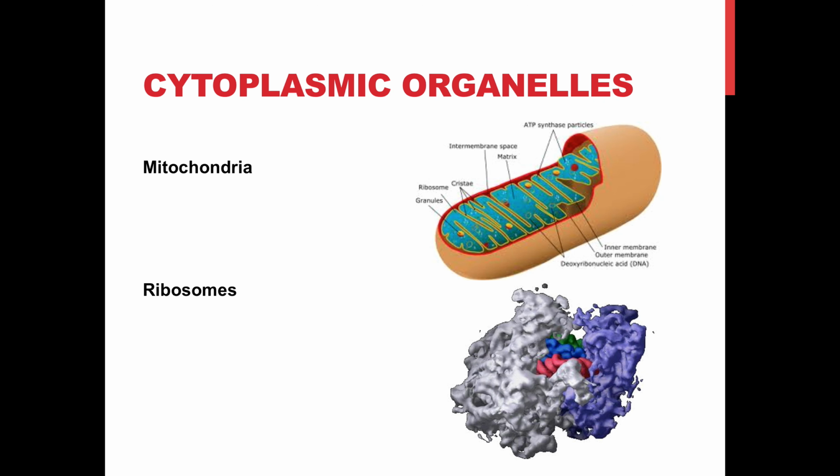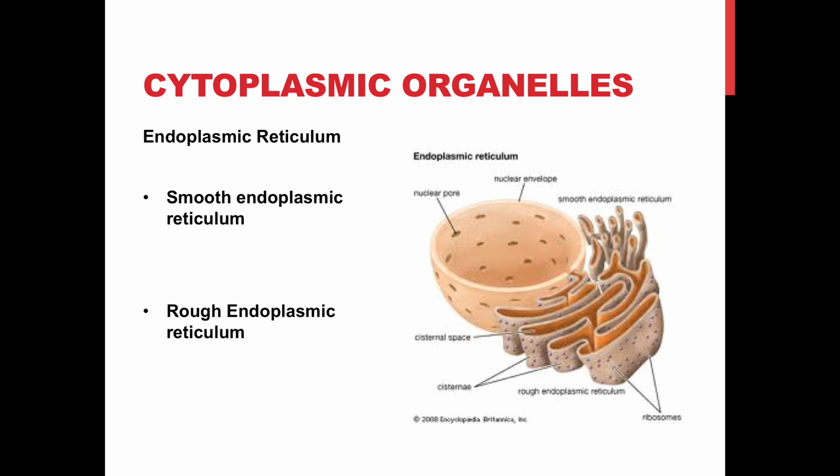All right, so let's segue into the endoplasmic reticulum. There's two types. There's a smooth endoplasmic reticulum and the rough endoplasmic reticulum. Really, the difference between these is that one has ribosomes attached to it and one doesn't. So one's rough, the one with ribosomes, one's smooth. There's actually more differences than that.